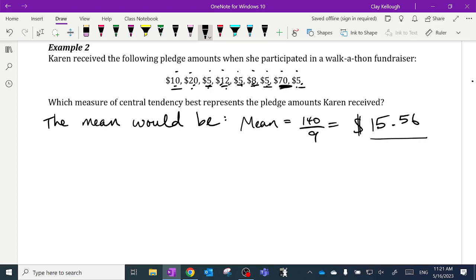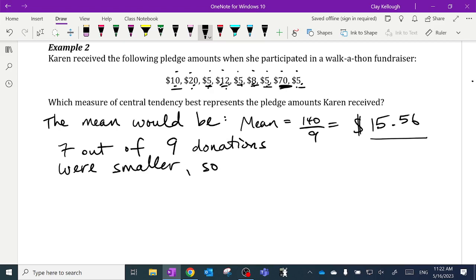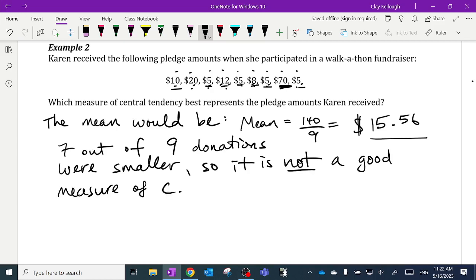So again, out of the 9 places that she got donations from, to say that my average was $15.56 doesn't kind of make sense because 7 out of 9 of them didn't give her that much at all. So 7 out of 9 donations were smaller, so it is not a good measure of central tendency.